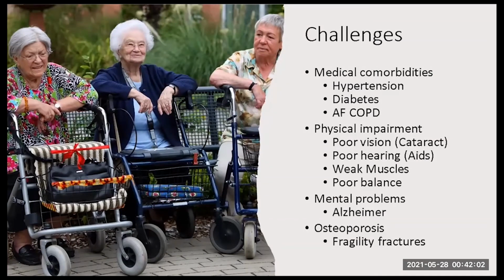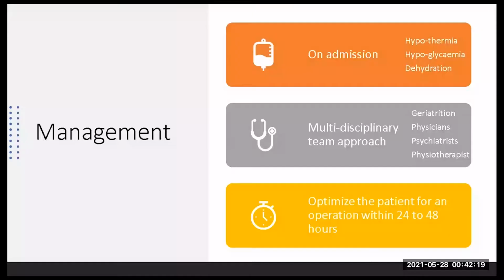So the challenges in these patients are the medical comorbidities, physical impairment such as poor vision, poor healing, weak muscles, poor balance, or mental problems, and last but not least, the osteoporosis. So how are we going to manage these patients? On admission, the patients could have hypothermia, hypoglycemia, or dehydration that needs to be corrected. To optimize these patients to operate on within 24 to 48 hours, you need a multidisciplinary team approach: the geriatricians, the physicians, psychiatrists, physiotherapists, and occupational therapists.